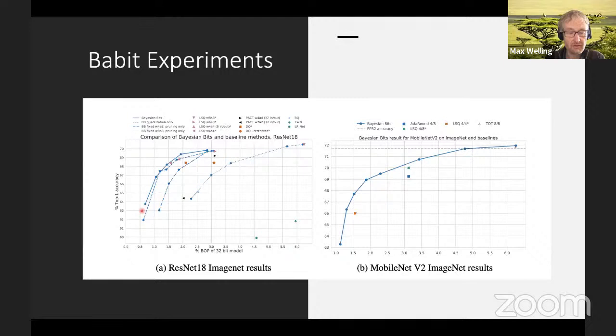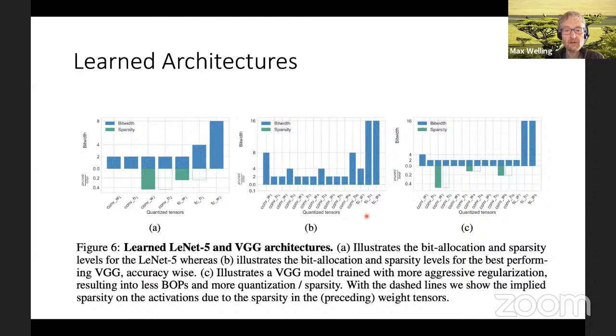And then you see that if you learn the sparsity, you can get very nice trade-off curves here compared to other methods. And here is another net, MobileNetV2, which is already a far more efficient architecture, and you see that it performs quite well. Now you can also investigate the actual architectures that you learn or prune. And so here we see the total bit width that the model estimated was necessary at a particular accuracy. And you see that in the beginning, it is quite happy to use very low quantization levels.